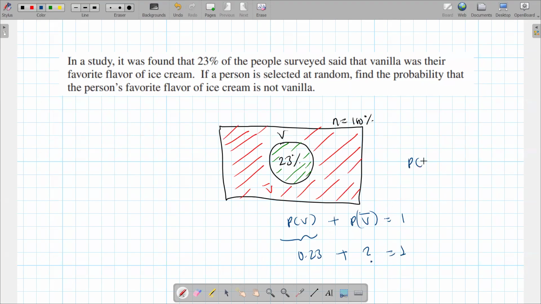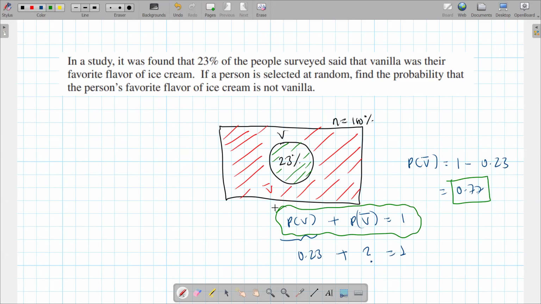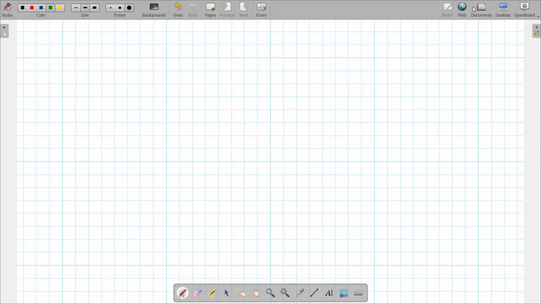And you'll see that we can get V bar, the complement event, by simply doing 1 minus 0.23, which will be 0.77. So the probability is 0.77. Probability is always expressed in decimals, not in percentage. If they said find the percentage, we would say it's 77%, but the final answer here, the probability, is going to be 0.77. Okay, so again, this comes over and over again. Complement events always add up to 1. So if one of them is missing, you can just subtract it from 1 to get the other.